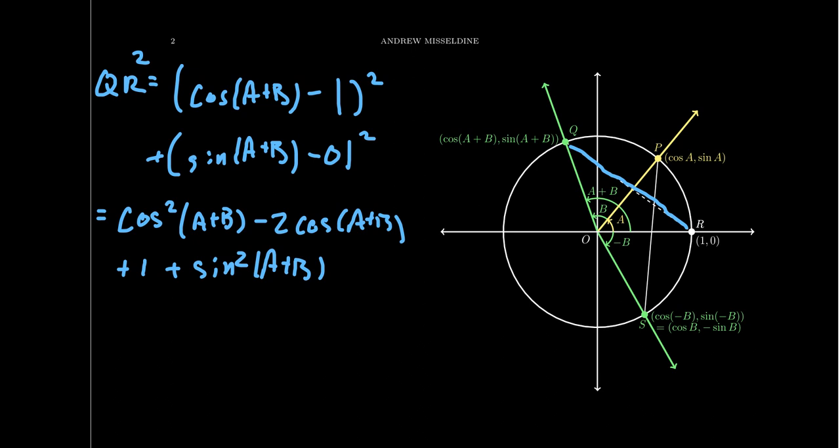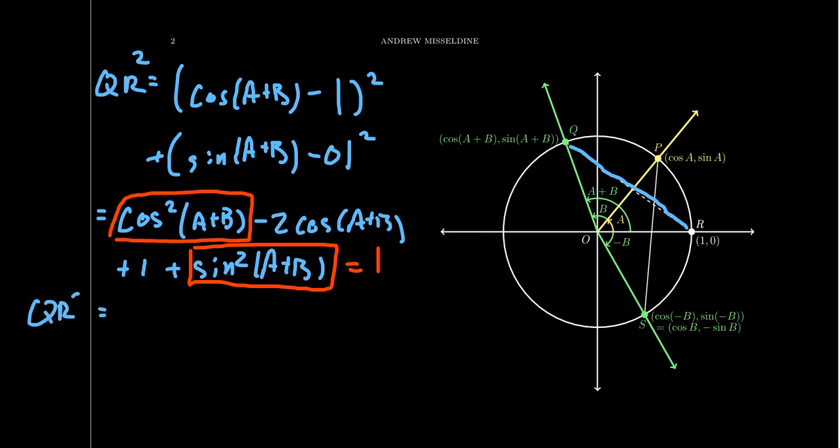Now, let me point out to you, we have a cosine squared of A plus B. We have a plus sine squared of A plus B. It's the exact same angle A plus B. So we have sine squared plus cosine squared. That's equal to 1. Just the red part is equal to 1. So when we simplify that, we get that QR squared is equal to 1 plus 1, which is 2, minus 2 times cosine of A plus B. So we can compute the distance of QR with respect to the trigonometry of the angle A plus B, although there is a square involved there.